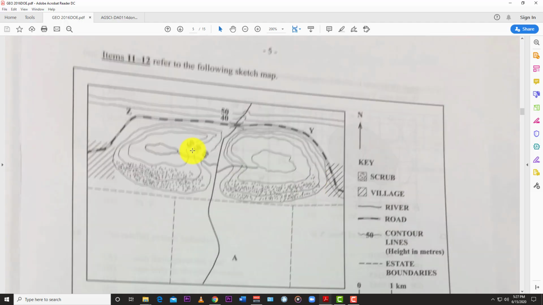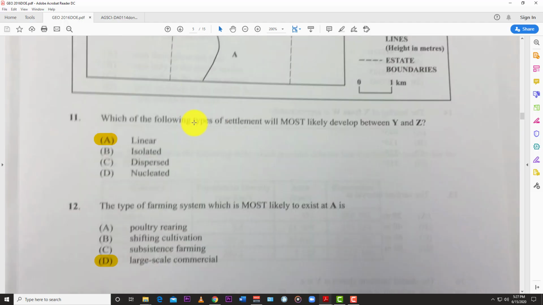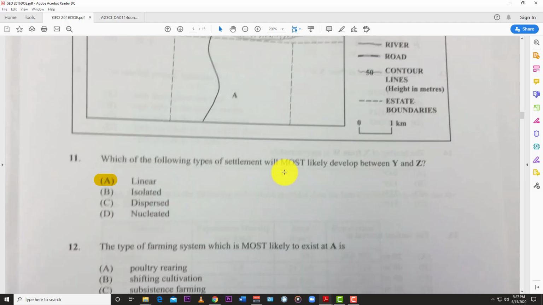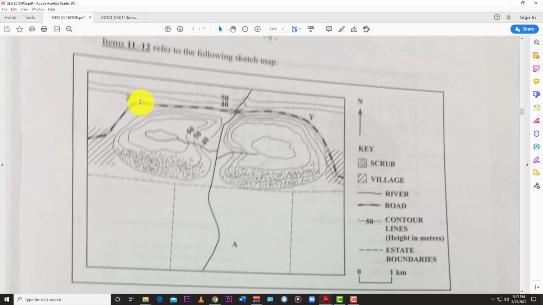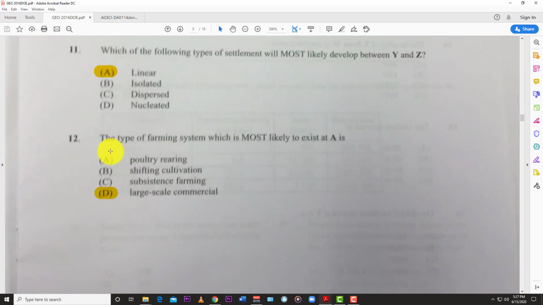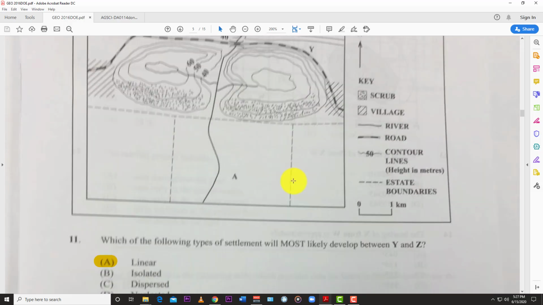Numbers 11 and 12 refer to the following sketch map again. Which of the following types of settlement will most likely develop between Y and Z? The answer is A, linear. Let's look at Y and Z, they're almost on a straight line, and so anything between them would be linear. Number 12, the type of farming system which is most likely to exist at A is, and the answer is D, large scale commercial, because all of this land is flat land, for farming.